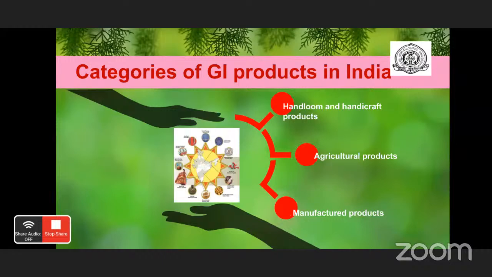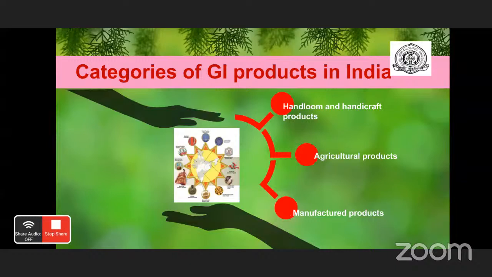So now the question comes, suppose we have a product, whether we can file it, whether we can go for GI registration. There are certain categories of GI products in India. The major categories are handloom and handicraft products, then agricultural products, and under agriculture we get the horticultural products, then manufactured products are also there, then food products. Food products can be like the Tirupati Laddus I have already mentioned, then wines and beverages like the Feni of Goa, which is a GI tagged product.